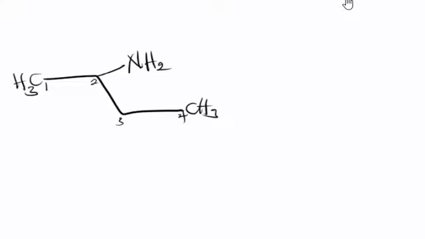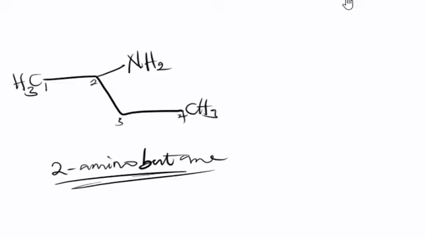So I can simply name this compound as 2-amino, and this is 1, 2, 3, 4 alkane. So this is a 4-carbon alkane, and what's that? A butane, right? So I call this 2-aminobutane. So for nitroalkanes, the carbon bearing the nitro group is assigned the lowest possible number.